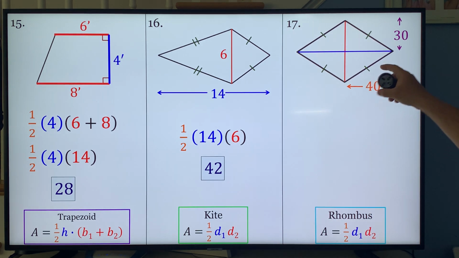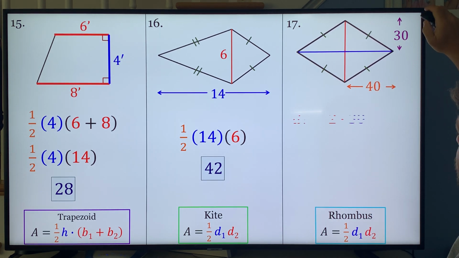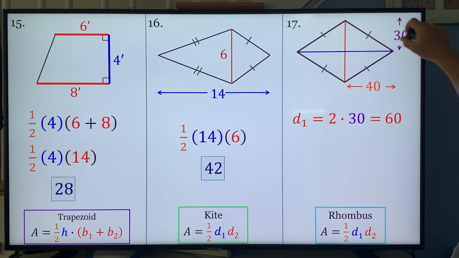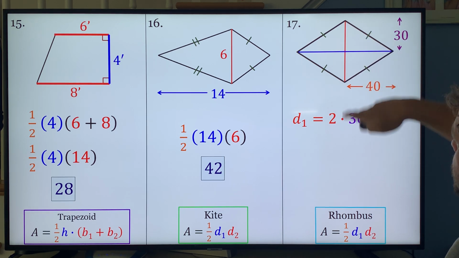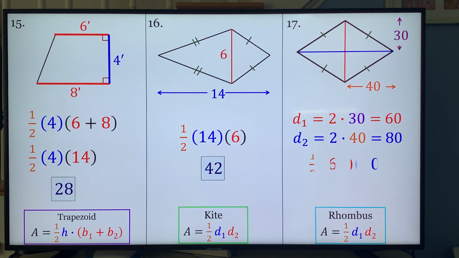And then you got a rhombus right here. 30 is this, so you're going to do 30 times 2 is 60. This is 40. 40 times 2 is 80. Half of 60 times 80 is 2,400.